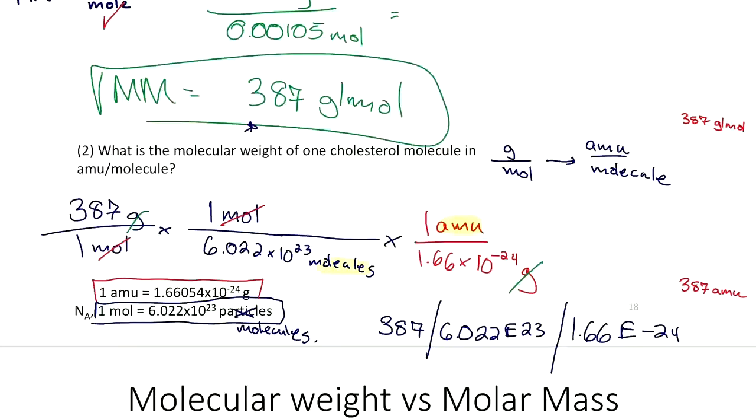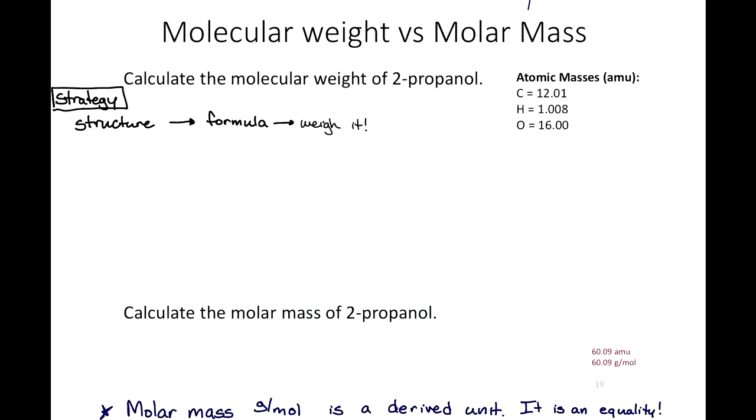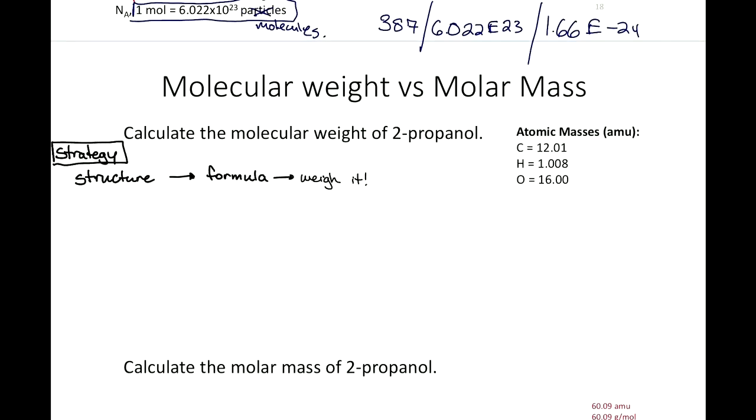Okay, all right, so let's do another one. Let's calculate the weight of 2-propanol. How do we do that? Draw it. So propanol means what? So prop means what? 3. So 3 carbon atoms. It's an alcohol. So 2-propanol is implying that the OH group is on the second carbon atom.